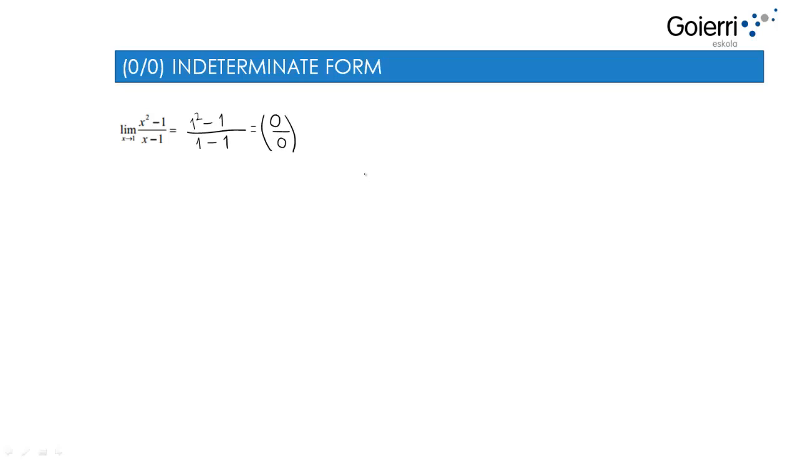So to solve this kind of indeterminate form, the first step is to factorize the function, and then simplify. Okay, so let's go for it. Here we have the limit as x approaches 1 of my function.